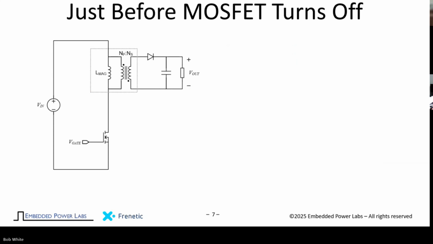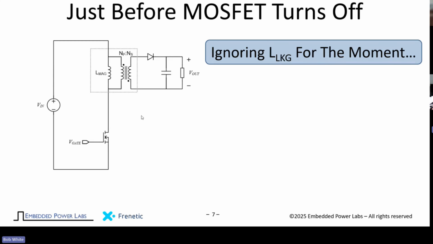Okay. So we start with the flyback converter, and it's on. The switch has been on. We've been applying positive volt seconds to the primary. We're building up flux in the core. We're building up a primary current. And ignoring the leakage, what happens right as the switch is turning off?